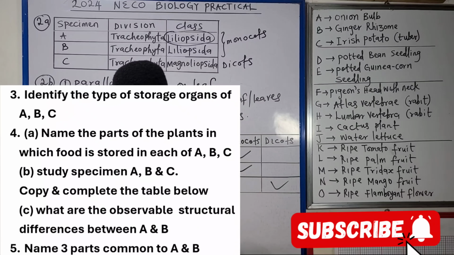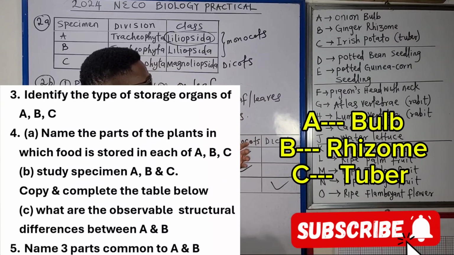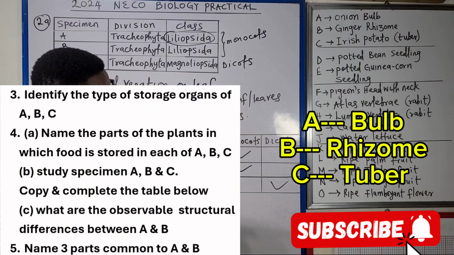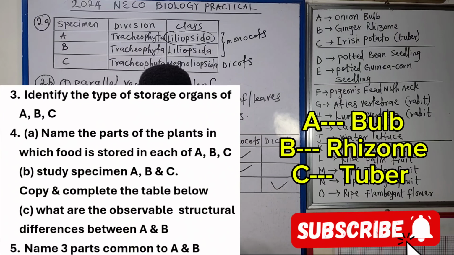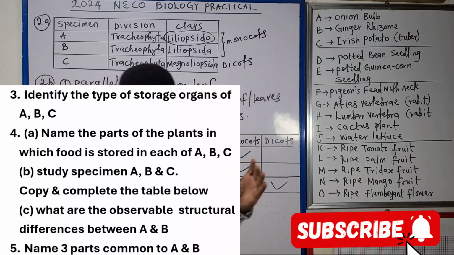So moving on to the next question, as you can see on your screen, we were told to identify the storage organs of ABC. Identify the type of storage organs of ABC. A is a bulb. B, that's talking about ginger, is a rhizome. And C is a tuber. That's a very direct question. We move straight to question 4.